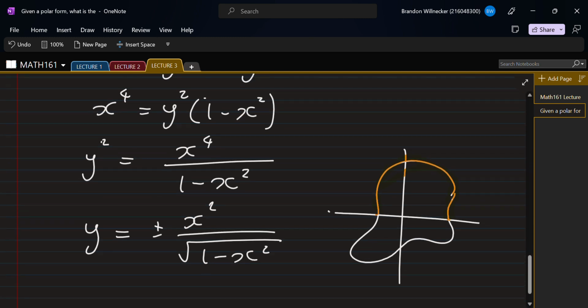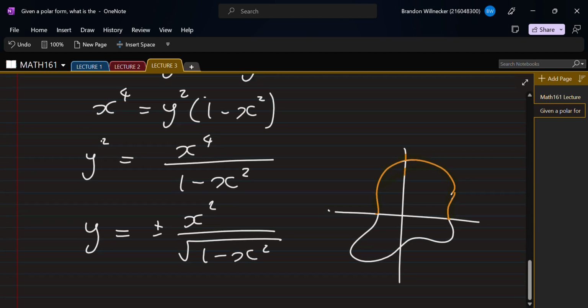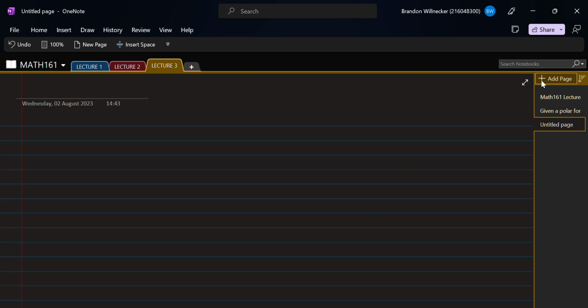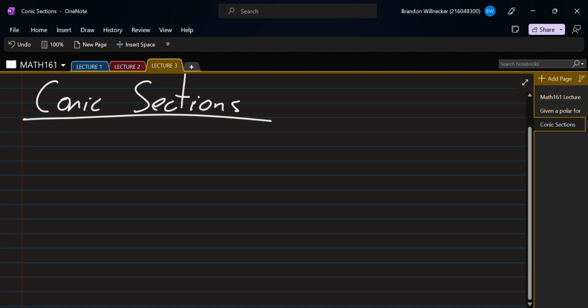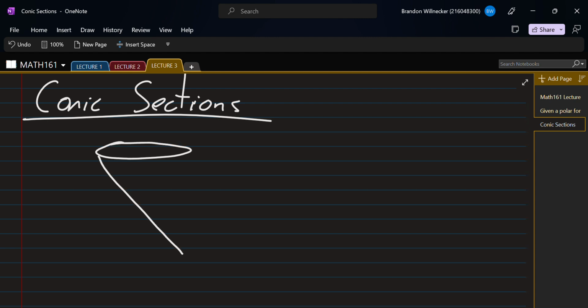Okay, so that is converting between polar graphs and Cartesian graphs. Just before we go, I would like to introduce what we're going to be doing next week, and that is conic sections. With conic sections, we need to imagine a cone. So we've got something like this.